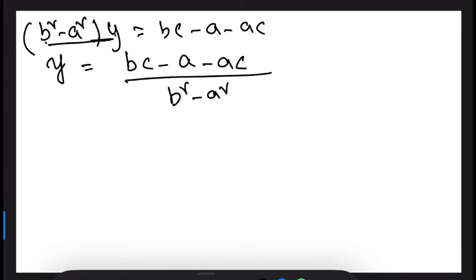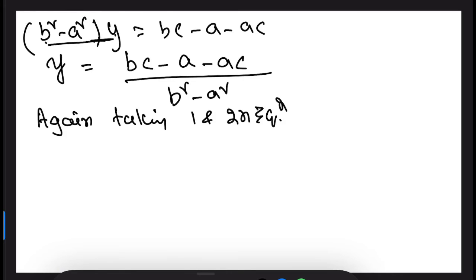Now we have to get the x value. So again we shall take the equation, taking the first and second equations. Okay, first equation is what? Let me see the book.